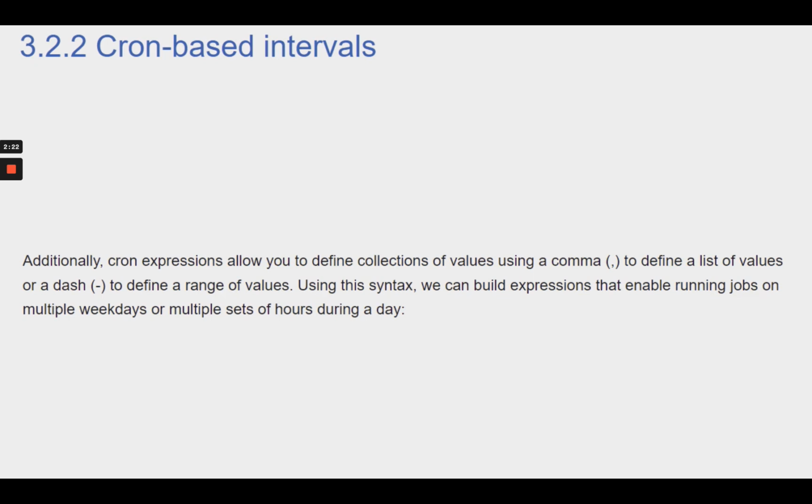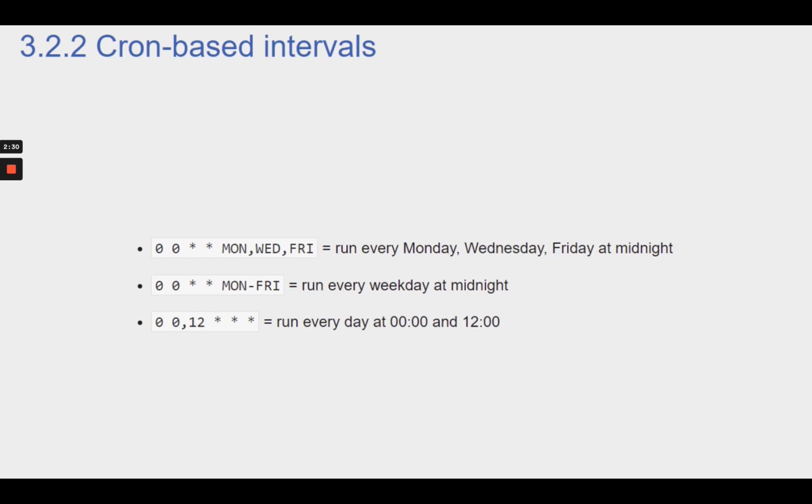Using this syntax, we can build expressions that enable running jobs on multiple weekdays, or multiple sets of hours during a day. 0 0 * * MON,WED,FRI equals run every Monday, Wednesday, Friday at midnight. 0 0 * * MON-FRI equals run every weekday at midnight. 0 0,12 * * * equals run every day at 00:00 and 12:00.